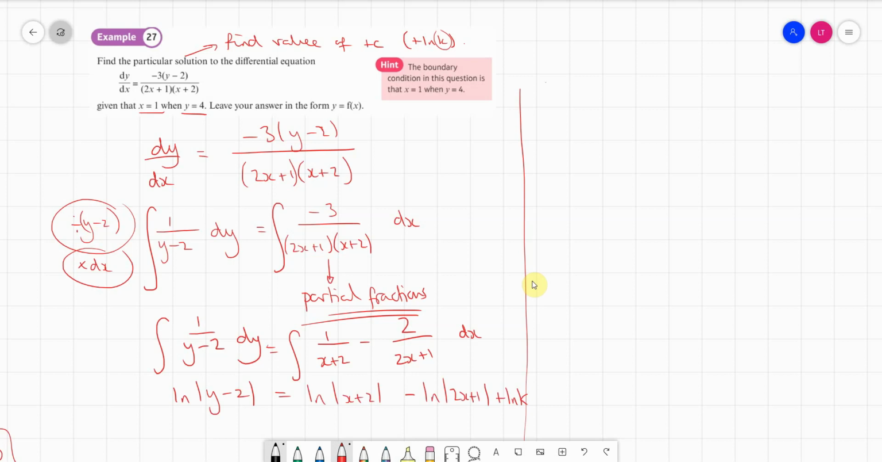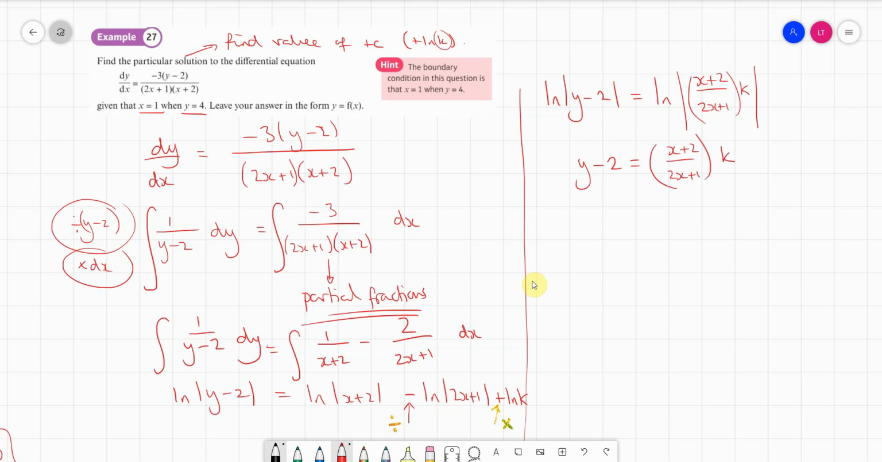Let's tidy up our logs. You've always got to tidy them up before you get rid. You want like one ln on one side, one ln on the other side. So this subtraction sign, that means we will divide. This plus sign, that means I will multiply. So how that's going to look is x plus 2 over 2x plus 1, and then that's all going to be multiplied by k, and I'll put that inside the ln brackets. I can get rid of my ln's now, so y minus 2 equals x plus 2 over 2x plus 1, k. That's the general solution.